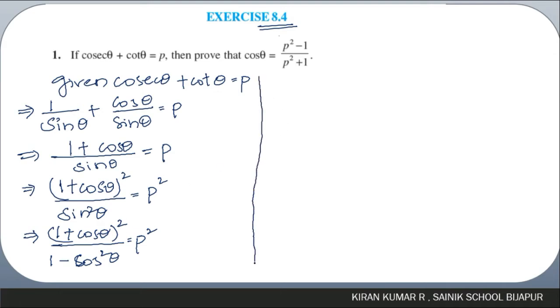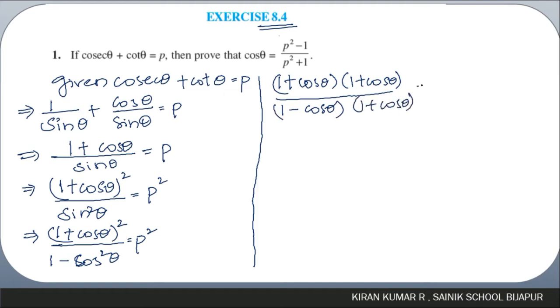So this becomes 1 plus cos theta into 1 plus cos theta divided by 1 minus cos theta into 1 plus cos theta. This is equal to p square. This 1 plus cos theta will get cancelled. What do I get? I get 1 plus cos theta upon 1 minus cos theta will be equal to p square.